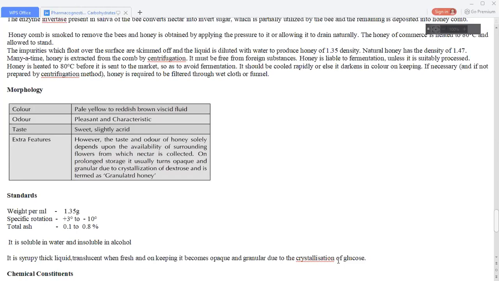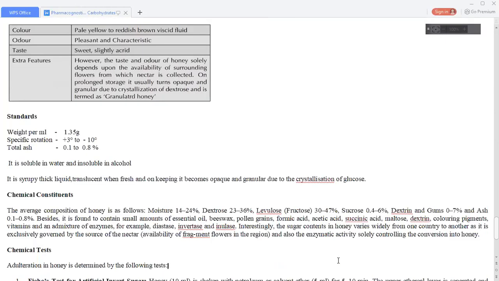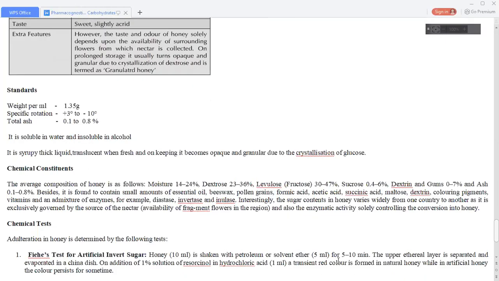Next, the total ash content must be in the range of 0.1 to 0.8%. Coming to its solubility, it is soluble in water and insoluble in alcohol. It is a syrupy, thick liquid, translucent when fresh, and on keeping, it becomes opaque and granular due to crystallization of glucose. Next, coming to its chemical constituents.